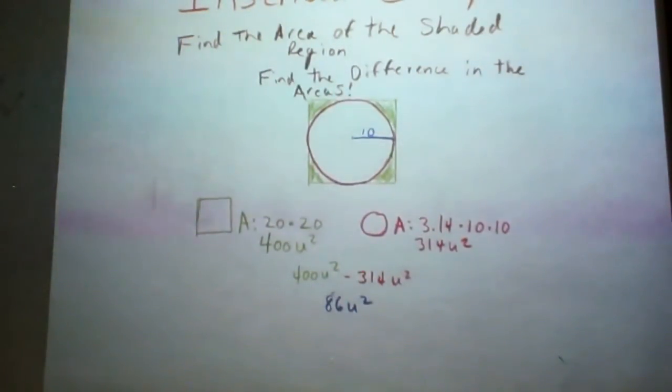Then if we look at the circle, again we're going to use pi times the radius, or pi times 10 times 10, or pi times 100. And we would end up with 314 units squared. So now that we have 400 units squared from the square, and 314 units from the circle, we would subtract the two areas to find the difference. So 400 minus 314 would leave me with 86 units squared. So 86 would be the region that is shaded in this case.